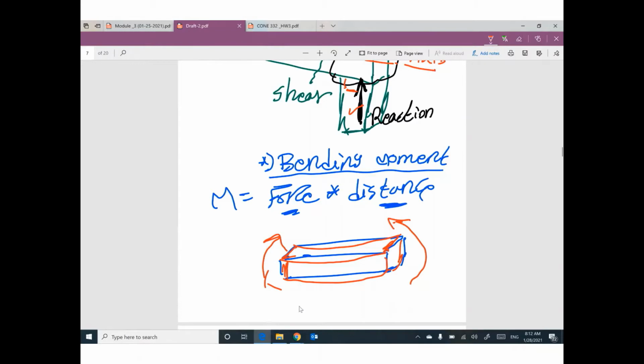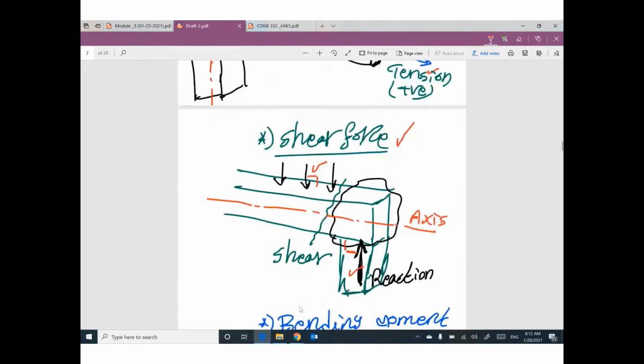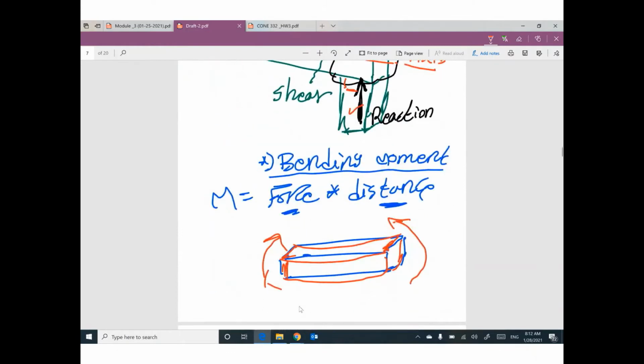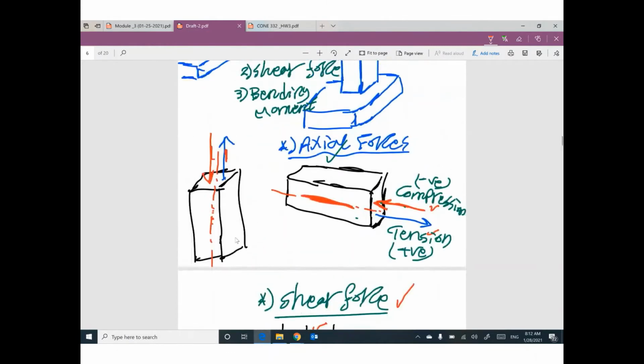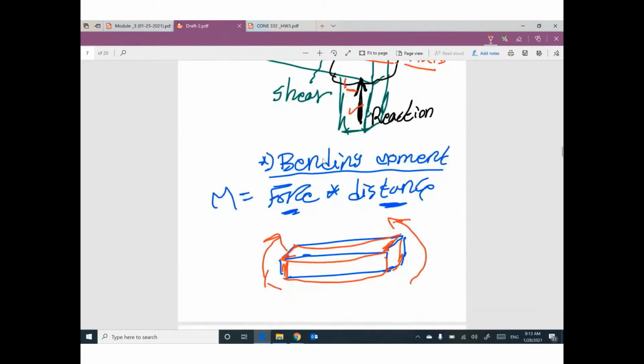So, to summarize, we have three internal forces: axial force, shear force, and bending moment. Axial force, if you have a force parallel to the member. Shear force, if you have a force perpendicular to the member. Bending moment, if you have a force and a distance, if you multiply both of them, you get a moment.